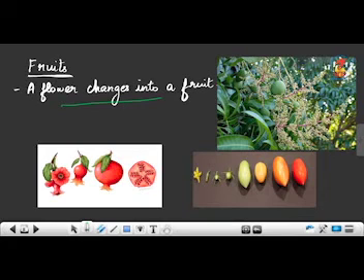Here also I have shown the picture. See, the flower is actually changing into a fruit. Here I have shown the picture of the tomatoes. Here also the flower will change into a fruit.